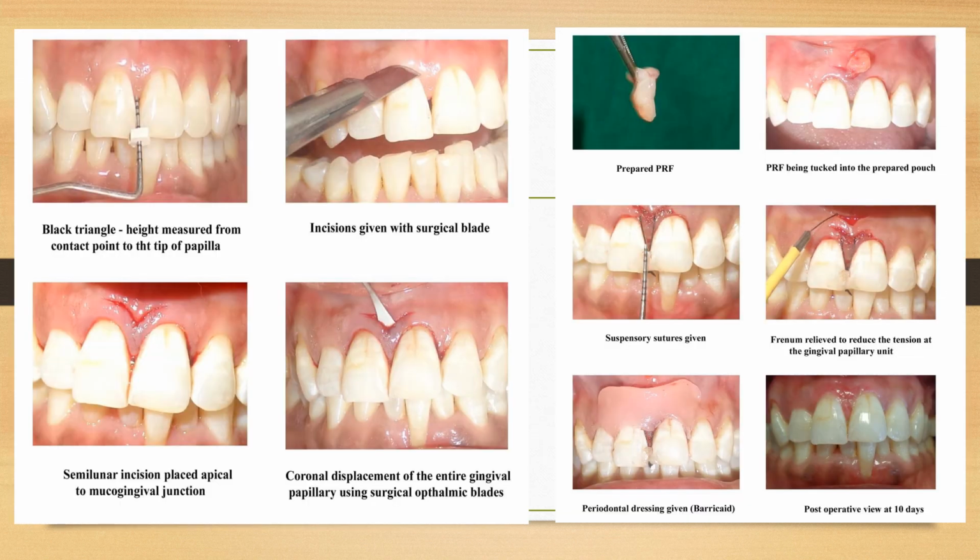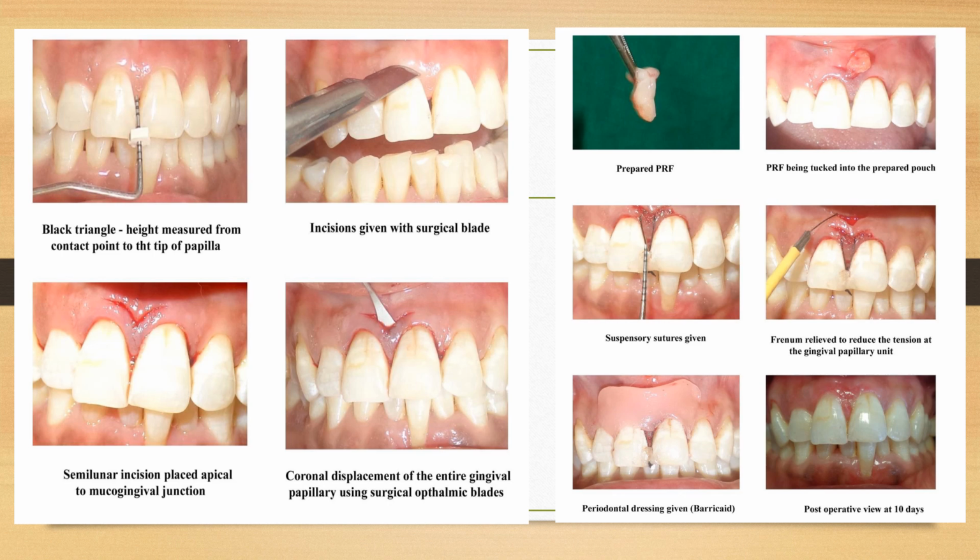So coming to the next procedure, that is the semilunar incision that is placed apical to the mucogingival junction. This is an envelope technique that was given by Sergio in Italy in 1999. You can see that there is an interdental papillary loss, a black triangle. So every case will be just class 1 or class 2. Class 3 cannot be treated.